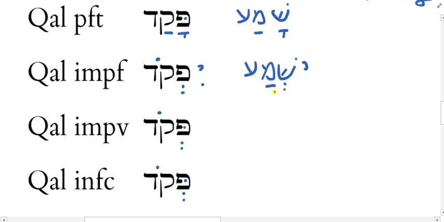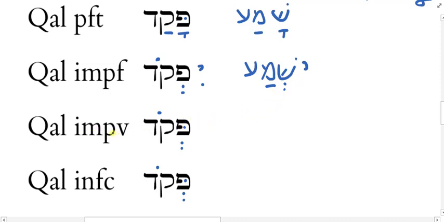It has to do with a gang running around wreaking havoc in the language. You see that guttural here? Ayin is part of the guttural gang. What kind of vowels do gutturals prefer? A-class vowels. So it causes the holum that would have been with the mem to become an A-class vowel, a pathak. So yishma, qal imperfect, he will hear.